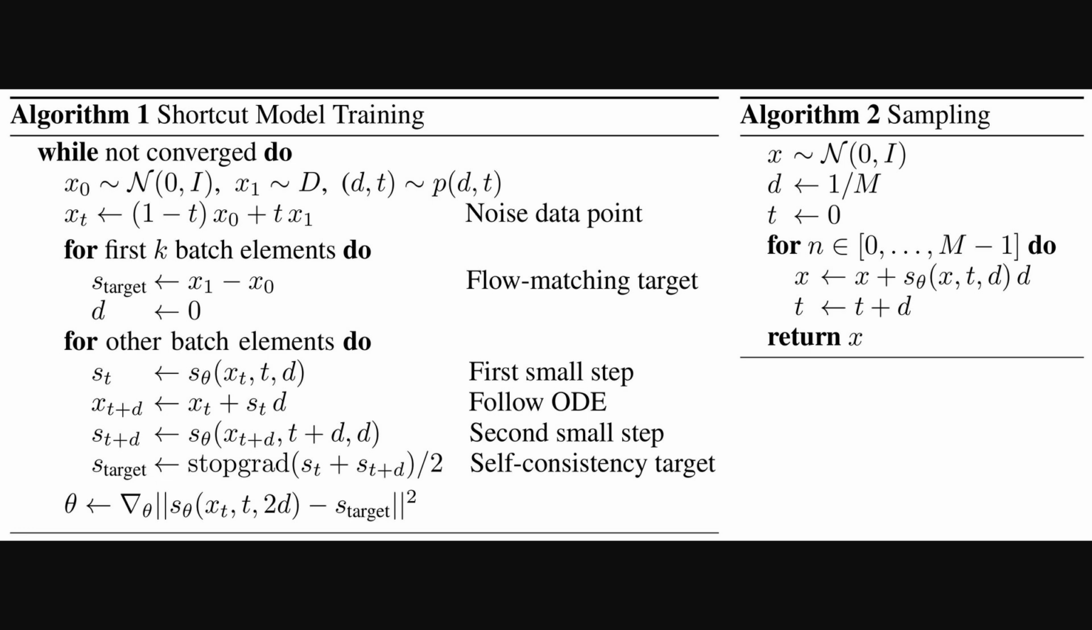Then, Algorithm 2 shows sampling. Starting from noise, it iteratively applies the model using noise level t and step size d.